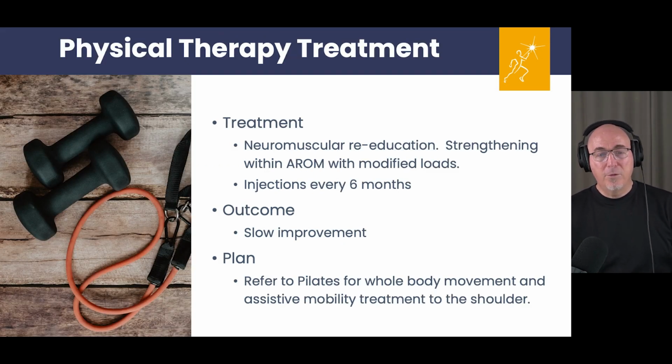So with this information, treatment that I was doing with her as a physical therapist, what I was prescribing was neuromuscular reeducation, right? So we're going to work within the range that she has to start educating a more functional response within that range. Strengthening within the range of motion with modified loads. That's what we do in Pilates. That's what's beautiful. That tower bar becomes just an amazing tool for shoulder pathologies like this.